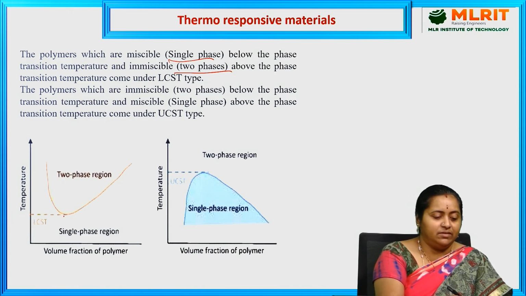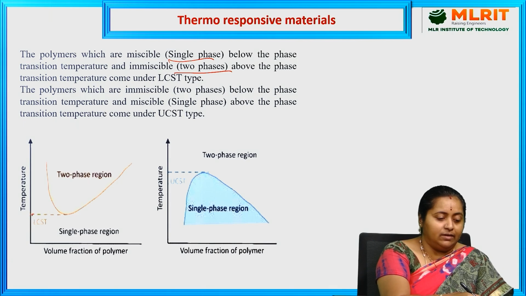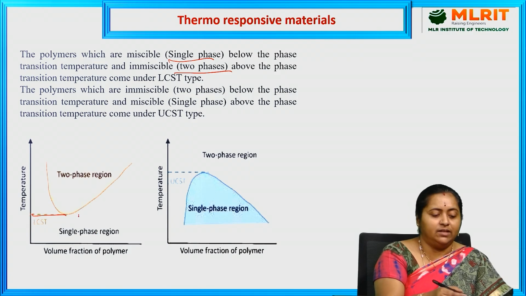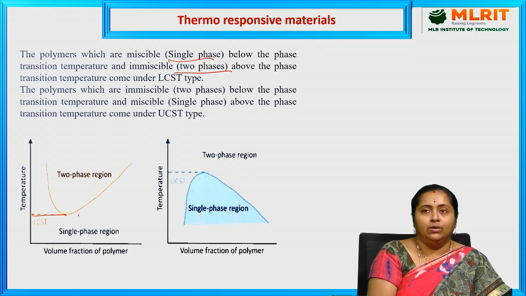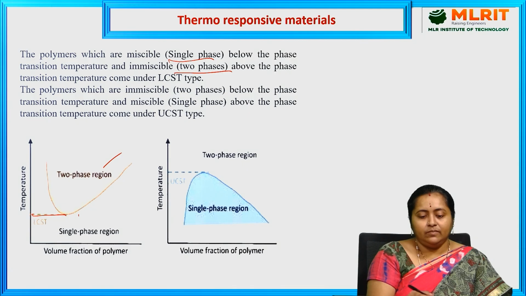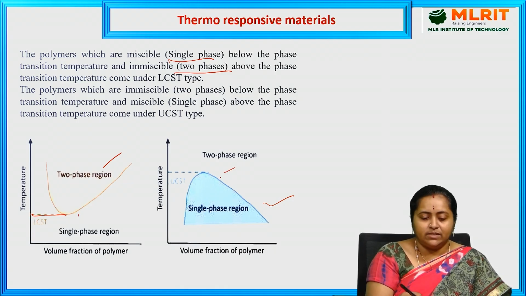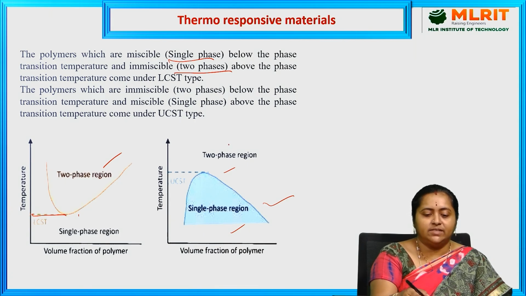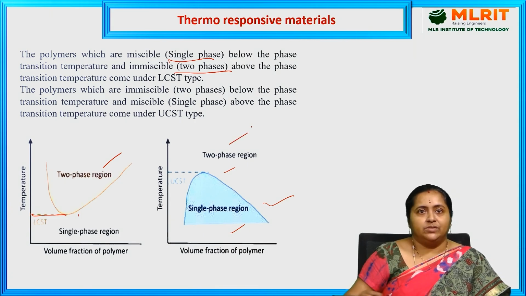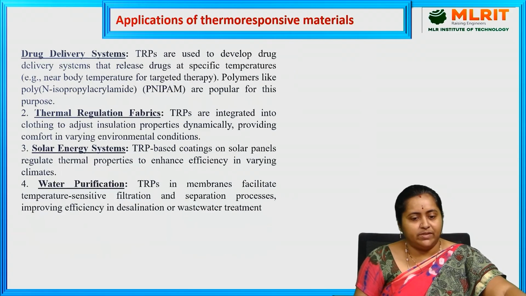Single phase region will be, this is the lower CST. Below this region single phase is existing. Above this LCST, lower CST temperature, two phases are going to exist. That is called the immiscibility region. The polymers which are immiscible, that means two phases will exist below the phase transition temperature, that is called UCST, upper CST. Below this it is existing in two phases, and above this it is existing in single phase. So this is about thermoresponsive polymers.